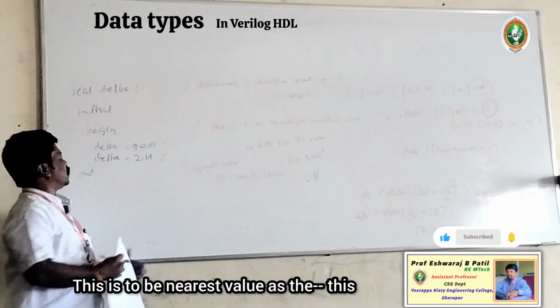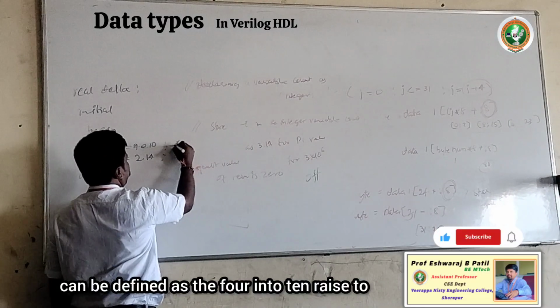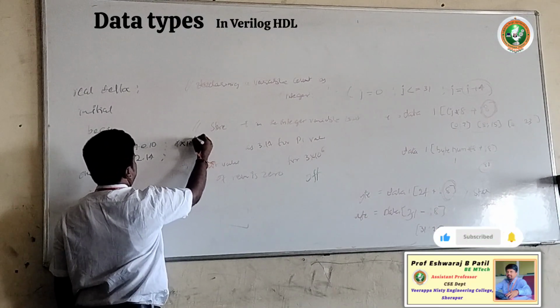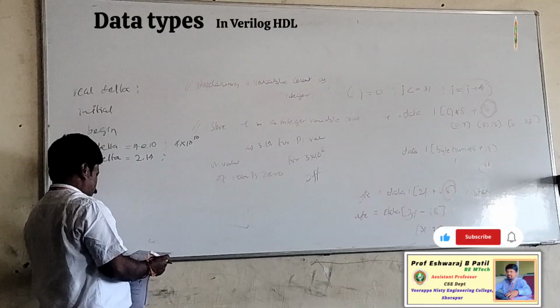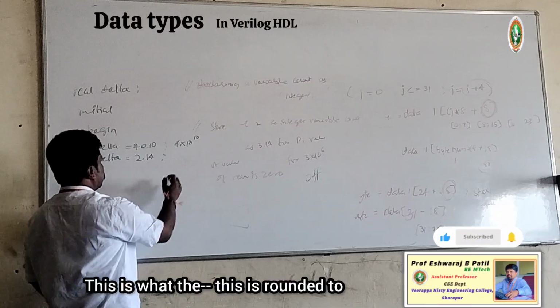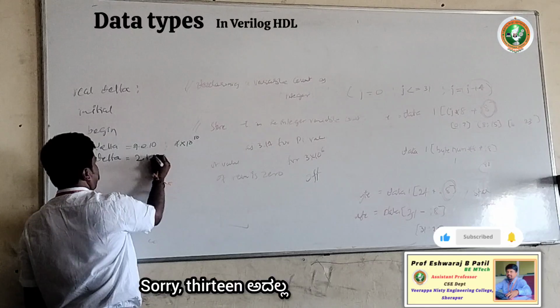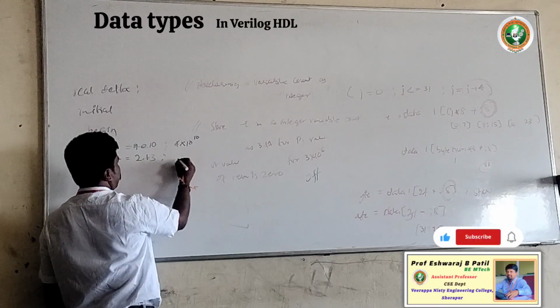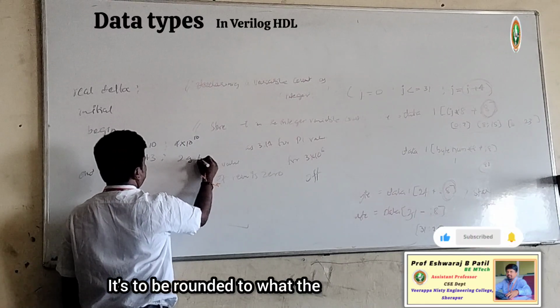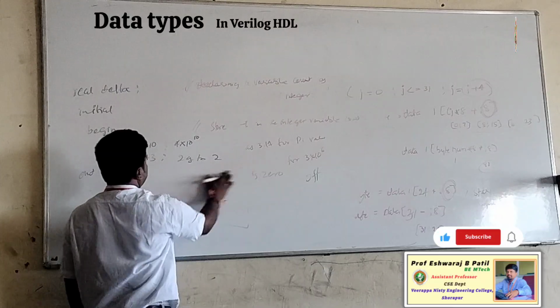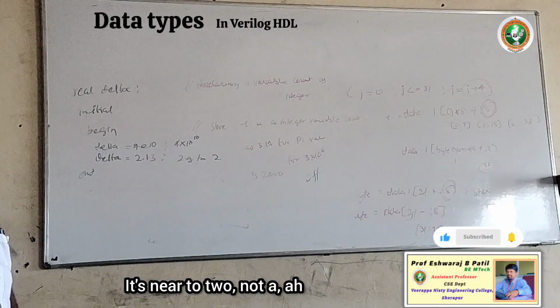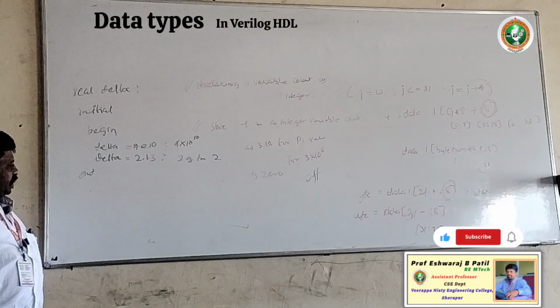This is the nearest value, which can be defined as 4 into 10^10. This is rounded to, sorry, it is 13, so 3:13. It is to be rounded to 2 only. It is near to 2, not 3.